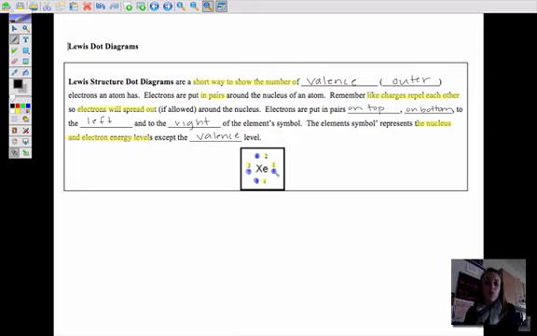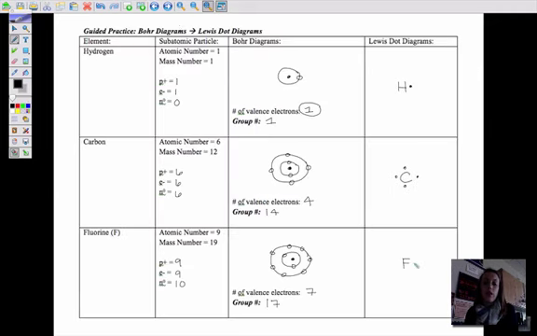And then I'm going to go for another turn up until 7. So 5, 6, and 7. Let's do that together for fluorine. So if I have 7 valence electrons, I'll say 1, 2, 3, 4, 5, 6, 7. And then I'm done. There's got to be an easier way to do this, and there is.